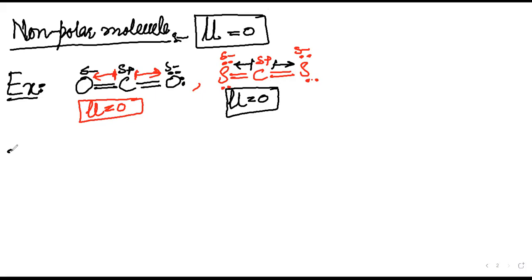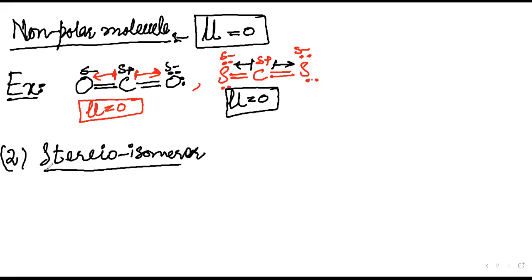Next application is stereoisomers. First of all, we'll discuss stereoisomers. Stereoisomers are those isomers which have the same molecular formula but different arrangement of atoms in space. With an example, we can recognize that point.